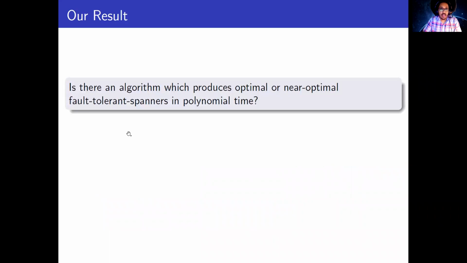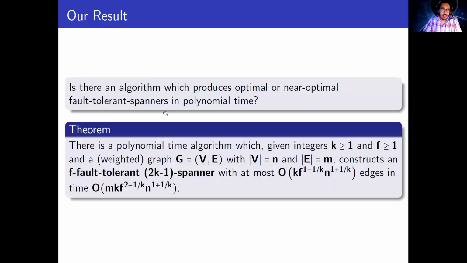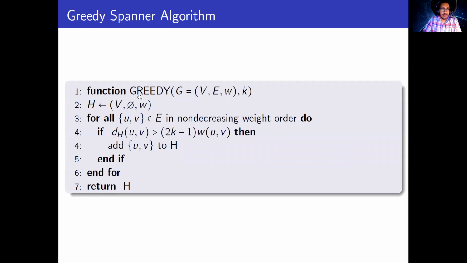Well, this begs the question: is there an algorithm which produces optimal or near optimal fault tolerant spanners in polynomial time? By near optimal, I mean near optimal in the fault tolerance threshold. To this we reply yes. We present a polynomial time algorithm which builds spanners that are only a linear factor in k away from optimal in size. So our size bound is O(k f^(1 - 1/k) n^(1 + 1/k)).